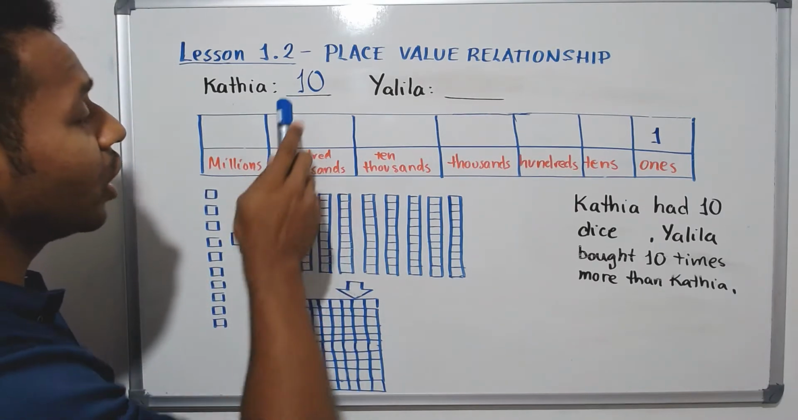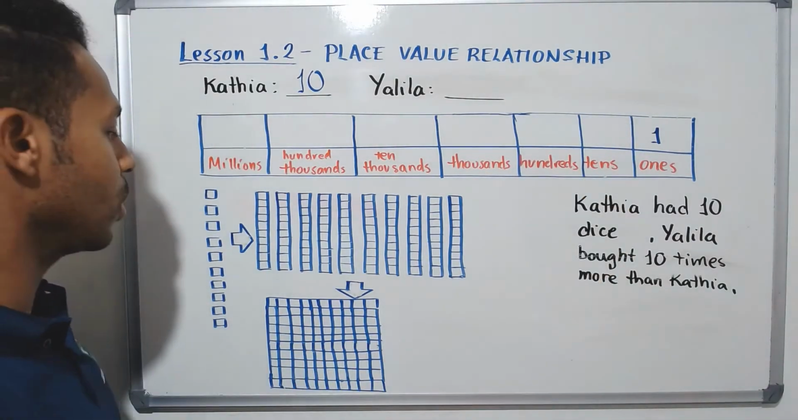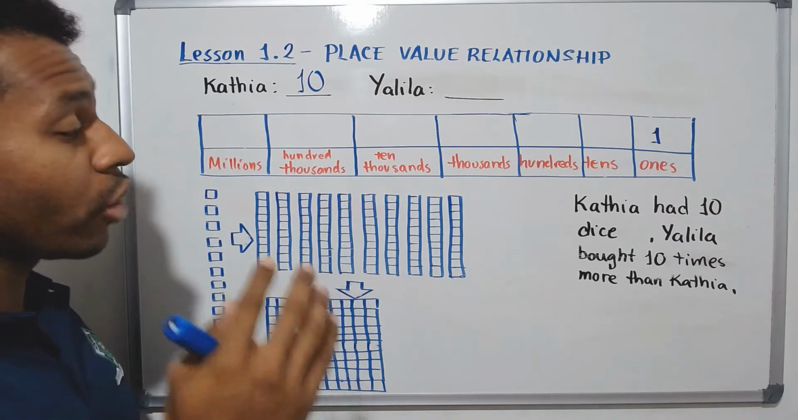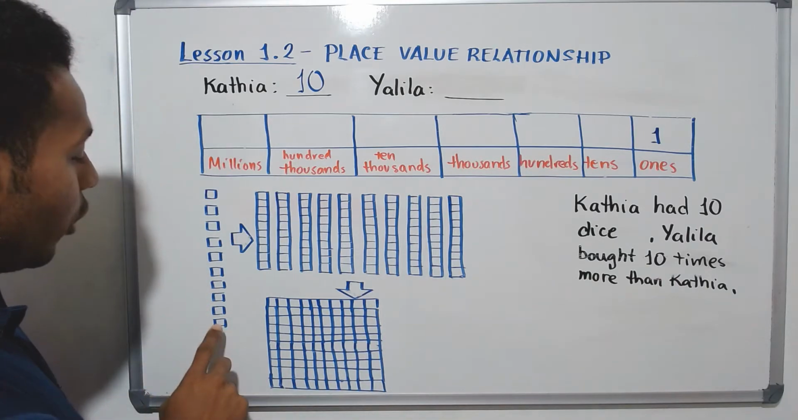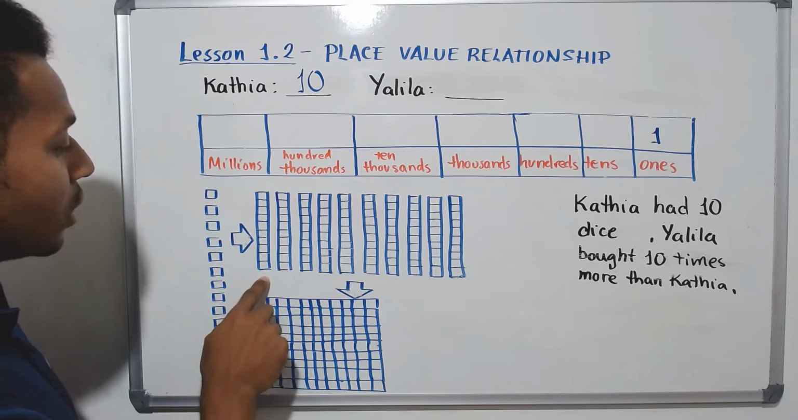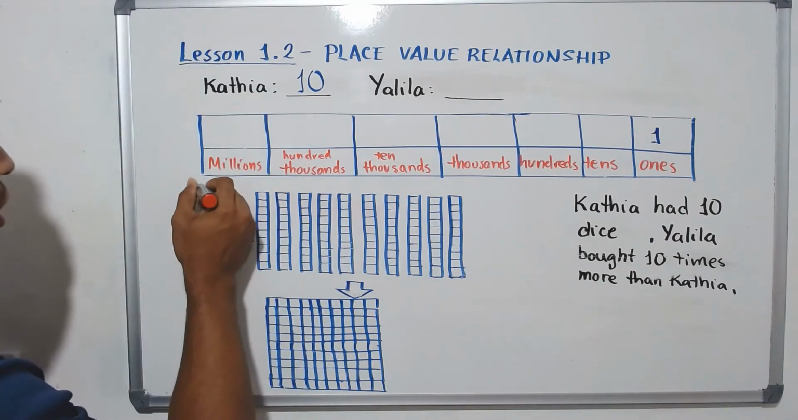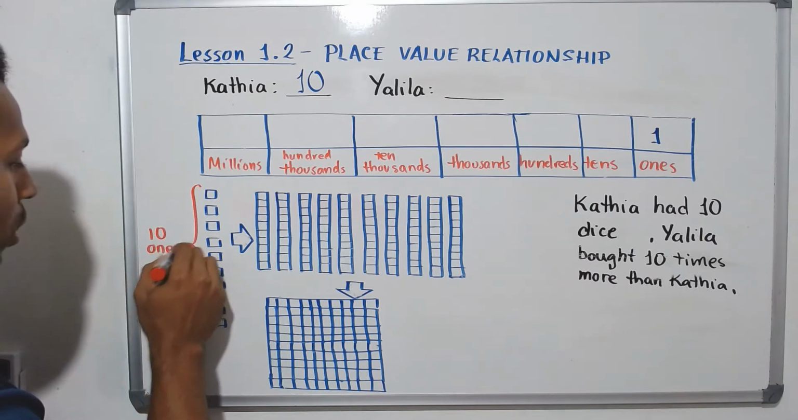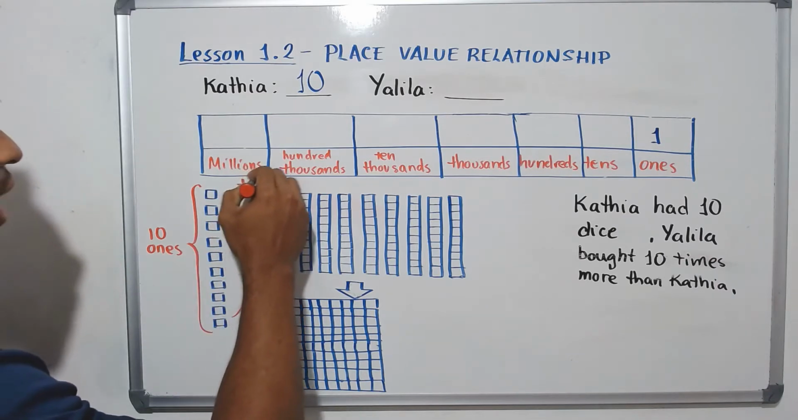In the number 10, the digit 1 is in the tens place. A tens flat represents a group of 10 dice. So there are 10 ones in a tens flat. So we have here 10 ones in a tens flat.